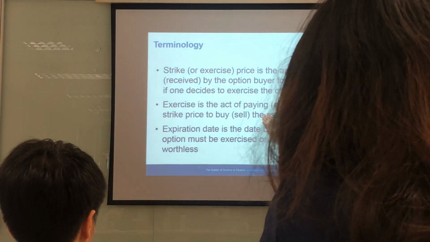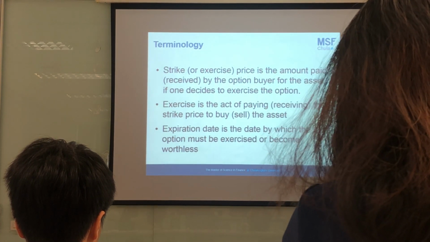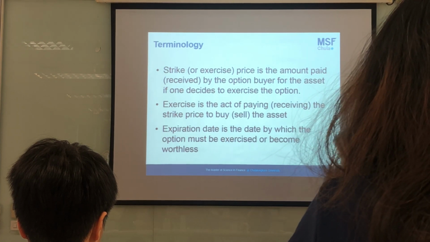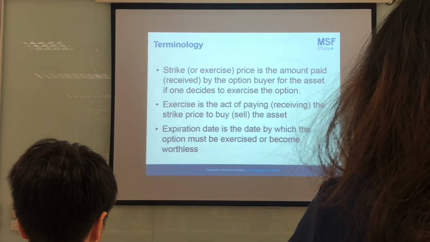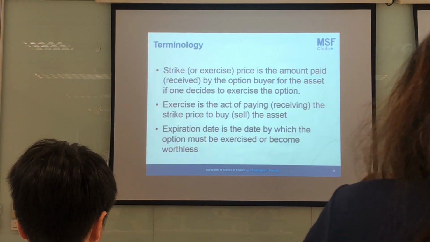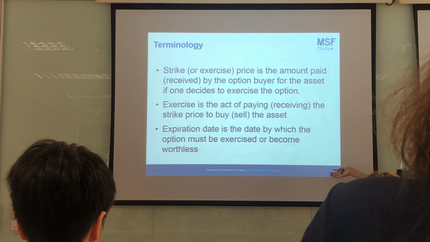So for the put option, the option holder can exercise, can sell the underlying asset to the option writer at the exercise price, or the strike price. I'll have some more examples. We just talk about the technical terms here.